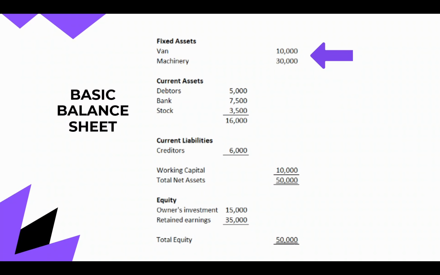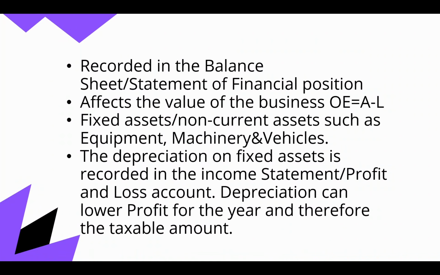So here where my purple arrow is, this is where my fixed assets or my non-current assets will be featuring, such as vehicles, machinery, buildings, equipment. Capital expenditure will also affect the value of the business. The formula for owner's equity is assets minus liabilities.